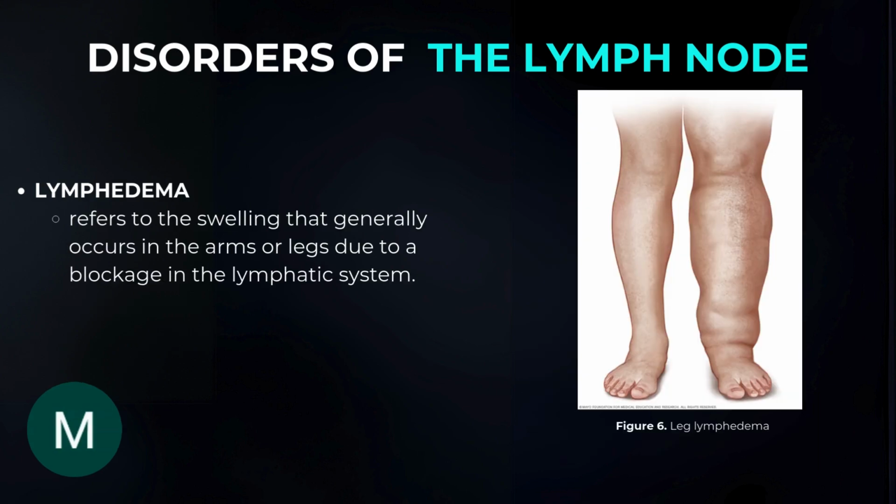Moving on to lymphedema, which refers to the swelling that generally occurs in the arms or legs due to a blockage in the lymphatic system. Primary lymphedema is an inherited condition that affects the development of lymph vessels, while secondary lymphedema is often caused by surgery, radiation, infection, or cancer treatment that damages the lymphatic system.